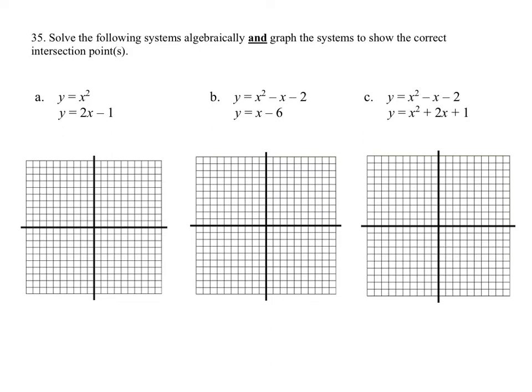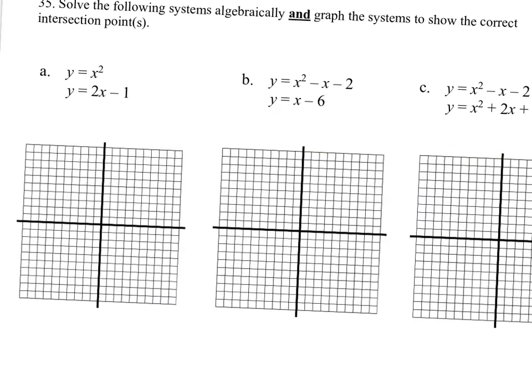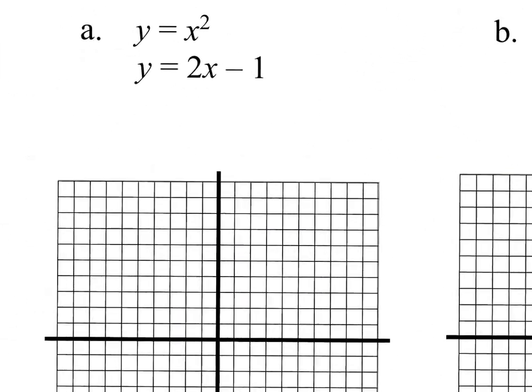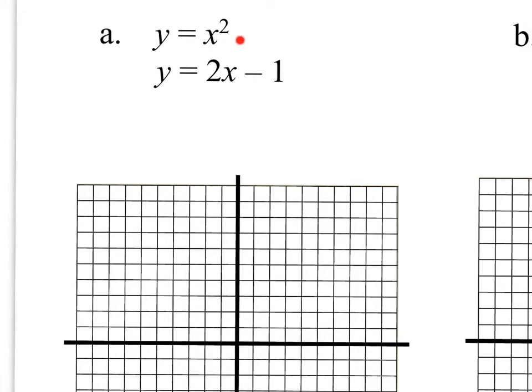Solve the following systems algebraically and graph the systems to show their correct intersection points. Let's start with graphing. Part A here we're going to focus on. This graph is just the mother function, the normal parabola. That means that its vertex, you can imagine it, is 0 and then 0. My vertex is (0, 0).